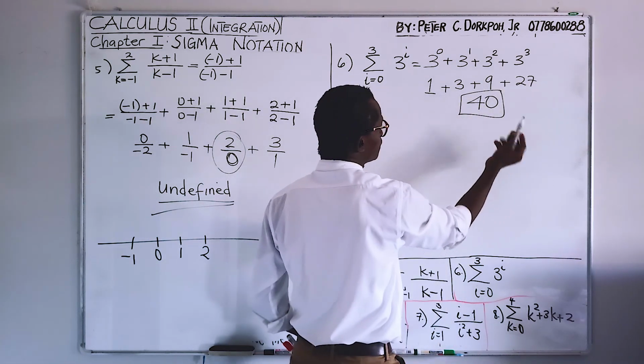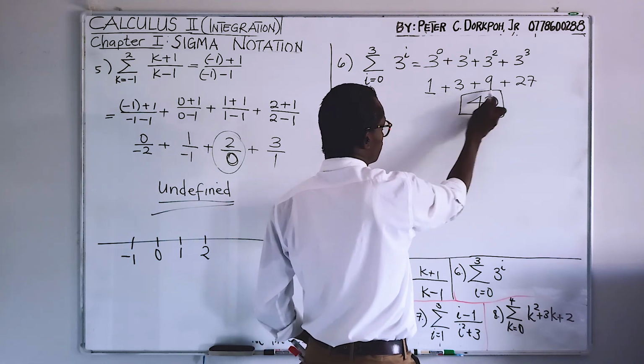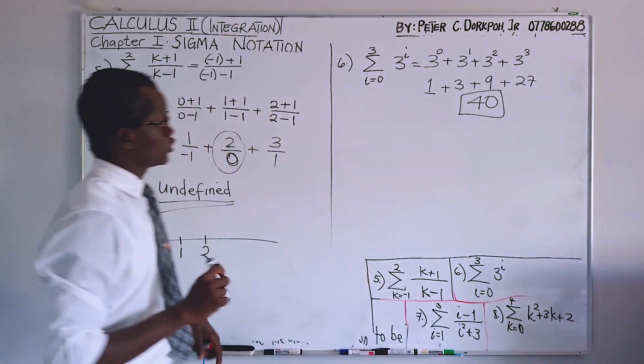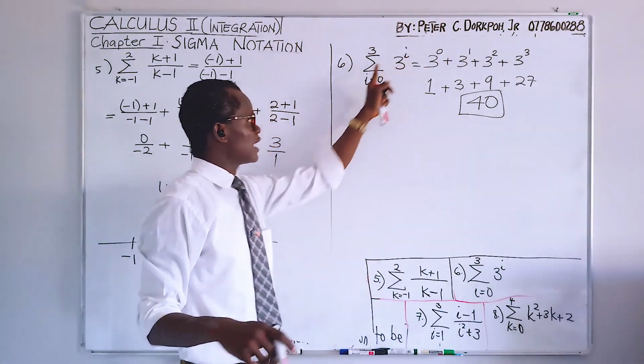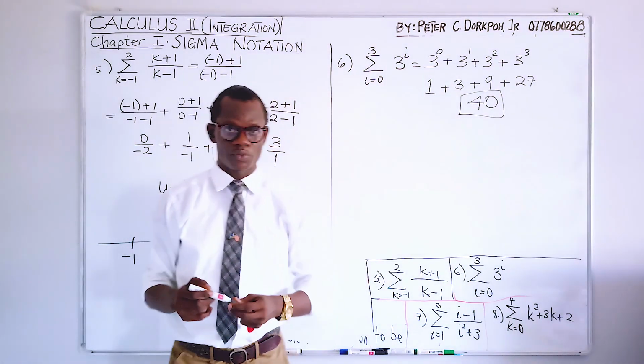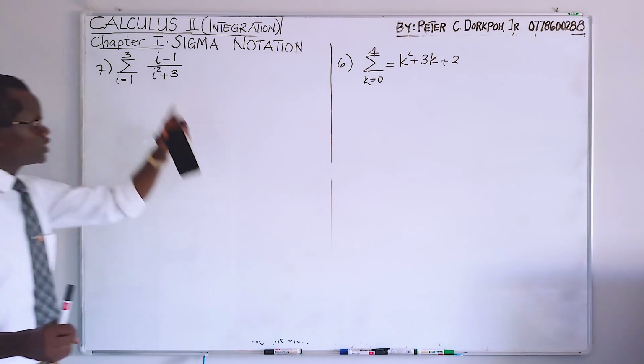You want to do it backward, you can do that. 27 plus this 3 is 30. 30 plus 1 is 31. 31 plus 9 is 40. So that's how we find the sum of 3 raised to the power r as r leaves from 0 to 3. So we look at question 7 and question 8.